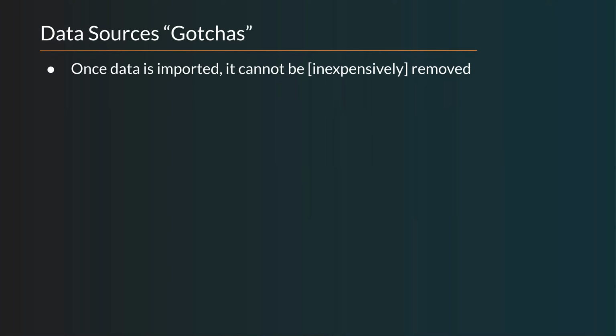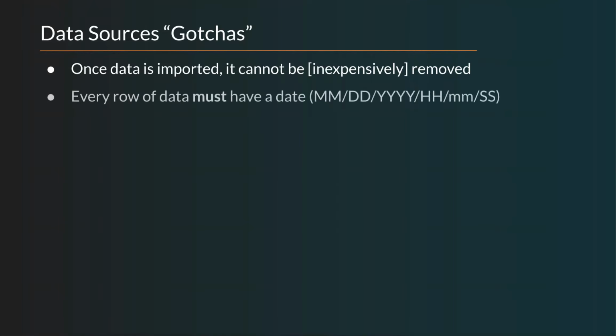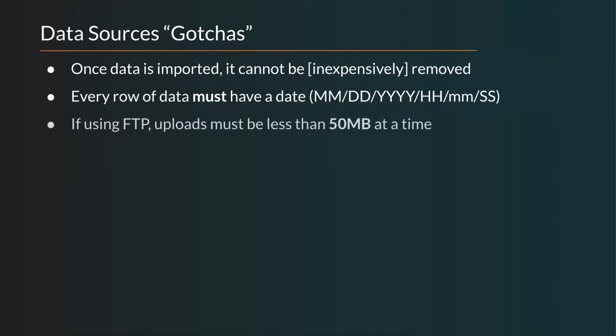The biggest problem I've seen is people think that a data source upload didn't work, and then they didn't wait long enough, and then they upload it again, and then all of their data is doubled. Every row has to have a certain format. And again, you can follow this in the documentation area of Adobe. If it doesn't have a date, it's going to fail. When you're using the FTP upload, you can't upload more than 50 megabytes of data at a time, or it's going to crap out on you.